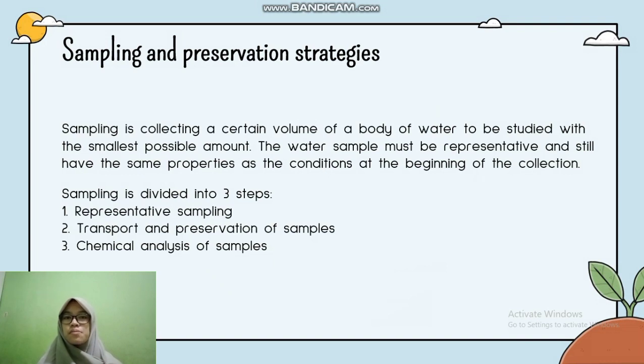Point 1. Sampling is collecting a certain volume of a body of water to be studied, with the smallest possible amount. The water sample must be representative and still have the same properties as the condition at the beginning of the collection.